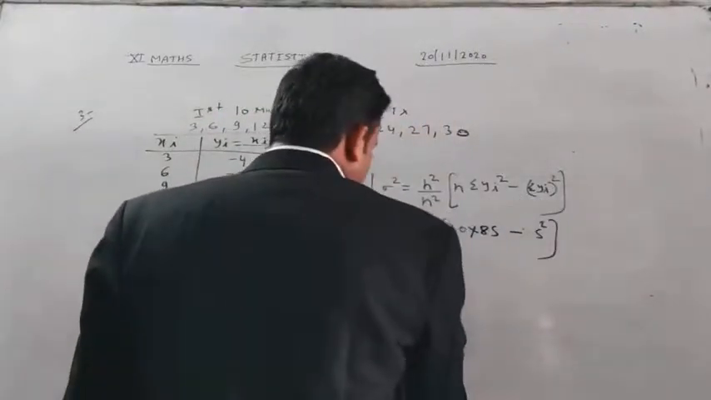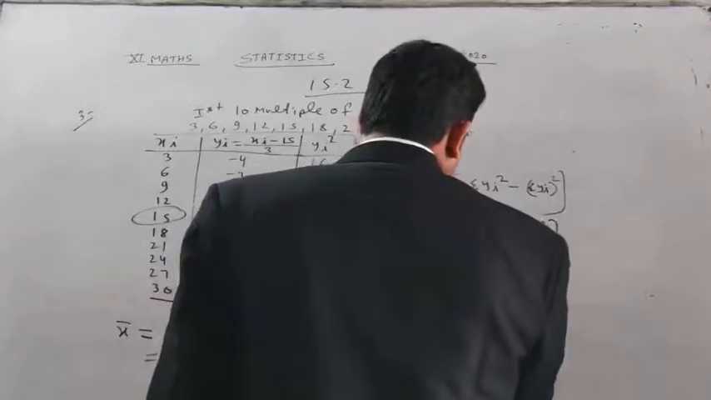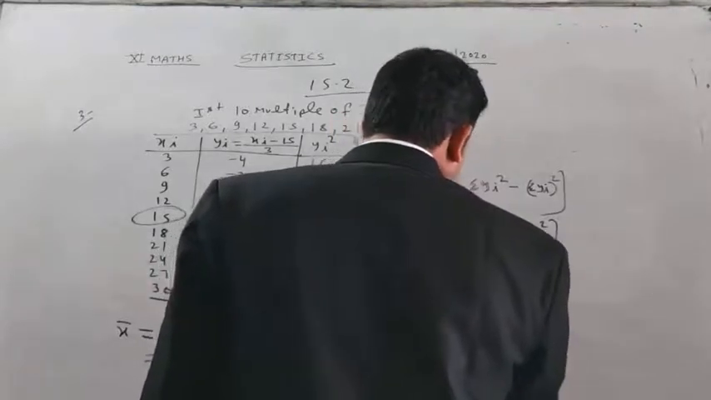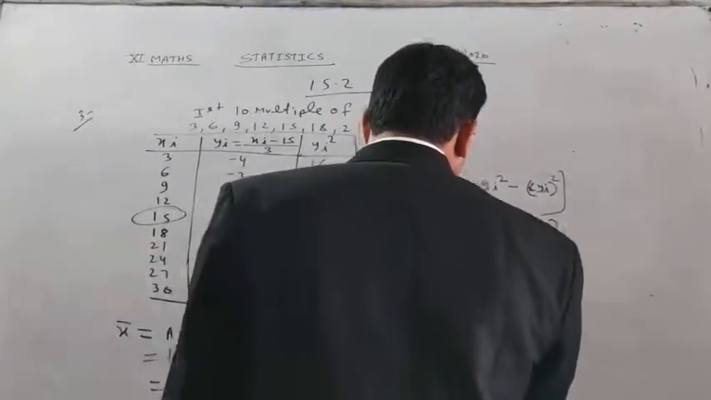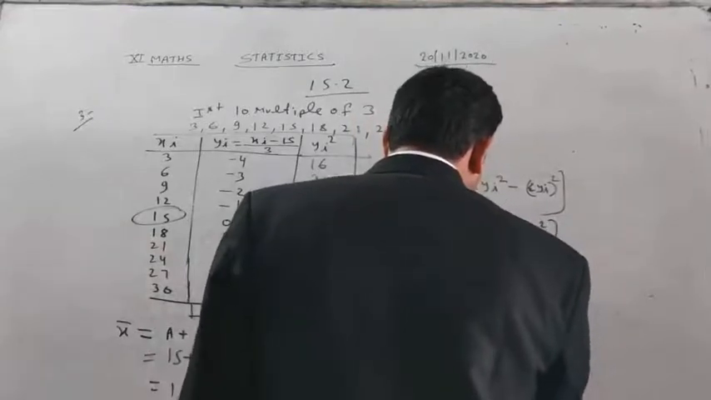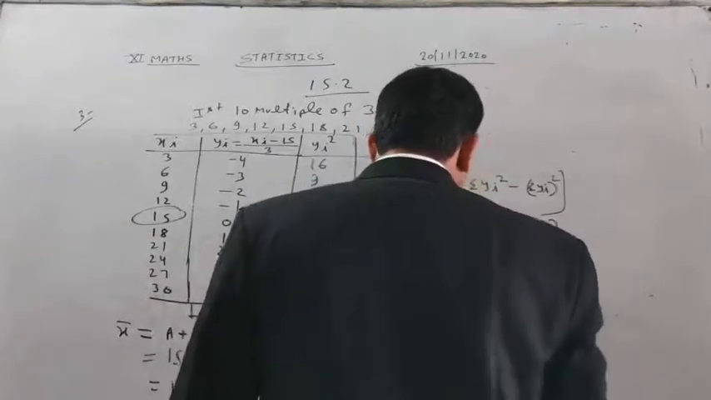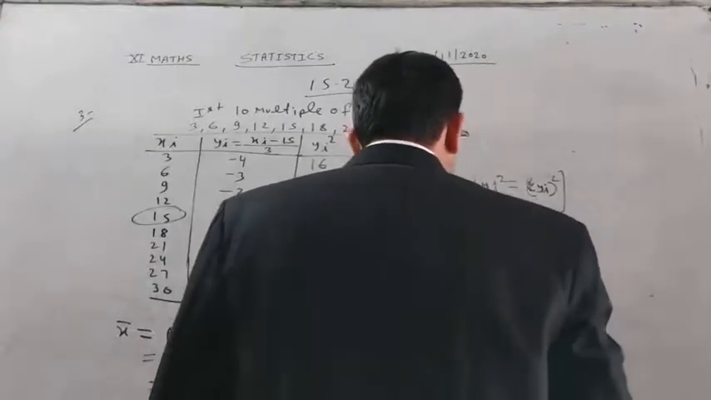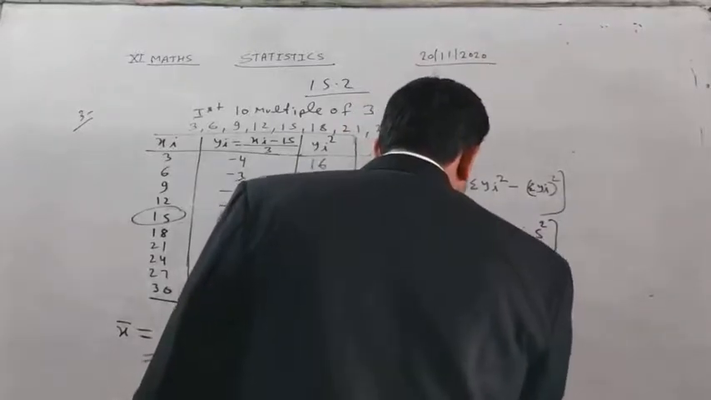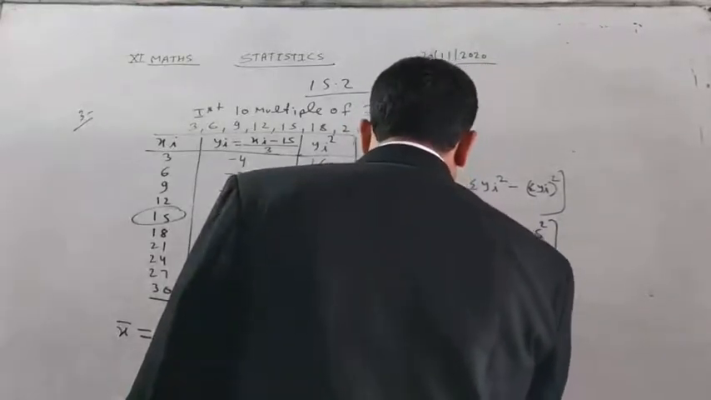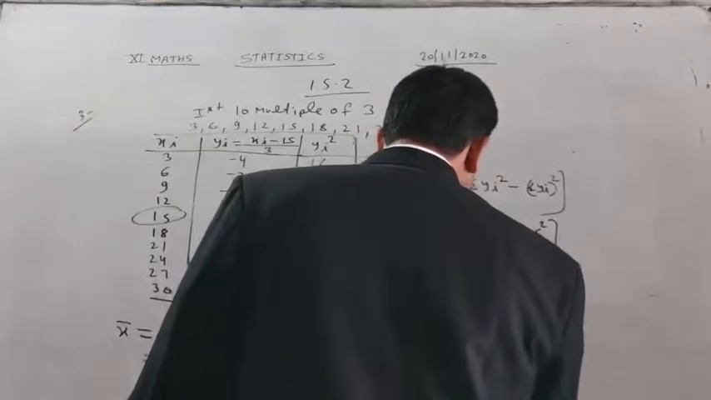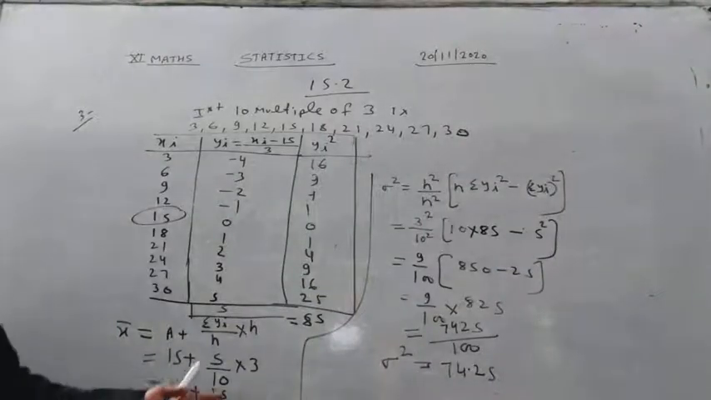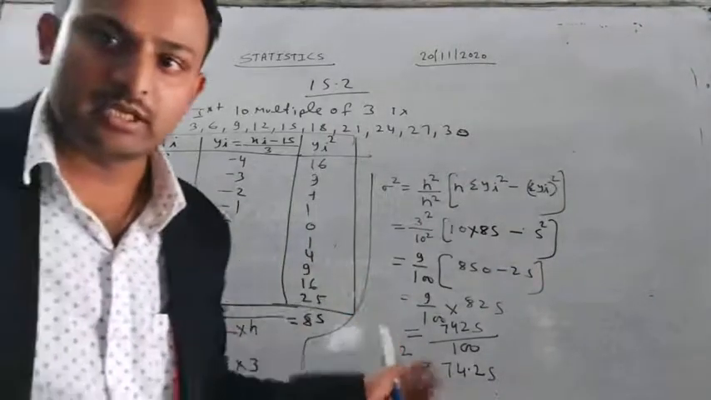Now we will solve it. 9 by 100 and here 850 minus 25. Now 9 by 100 into 825. Now multiply this. 9 5s are 45, and 9 2s are 18 and 4, 22, 9 7s are 72 and 2, 74, by 100. So sigma square will be 74.25. This is our variance, which we had to find from the given information.